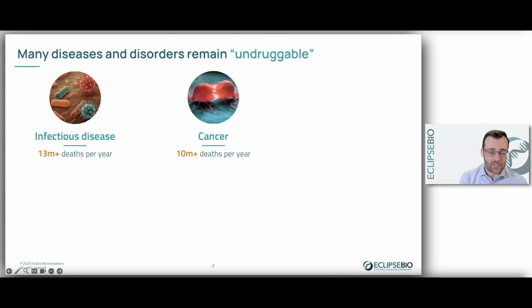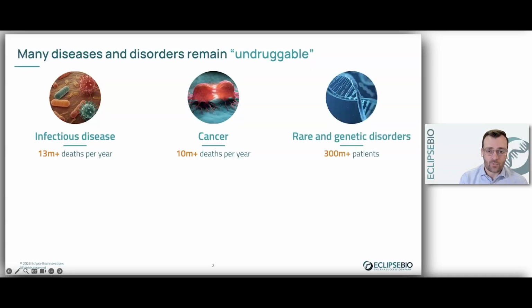In addition, cancer takes another 10 million lives annually, and treatment resistance remains a major hurdle to preventing these deaths. And for rare and genetic disorders, there are over 300 million patients worldwide. The vast majority of them have no approved therapies. And while traditional small molecule and biologic approaches have brought tremendous progress, they often manage symptoms rather than address the root causes, which can prevent cures and has led to many of these diseases being viewed as undruggable.